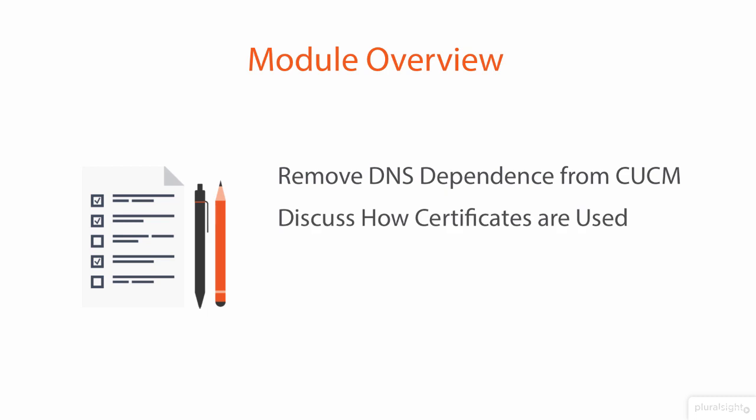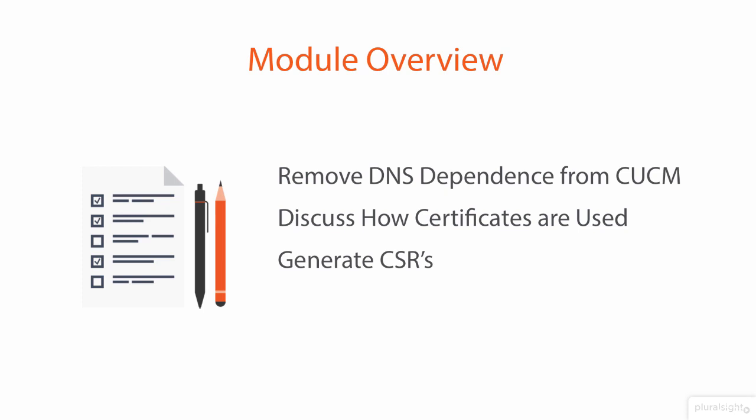In this module, we're going to talk about how Cisco is utilizing certificates for communication between all of the various nodes that are communicating with the Jabber for Windows client, because really this is about Jabber for Windows talking to Call Manager, Jabber for Windows talking to IAM and Presence, Jabber for Windows talking to Unity Connection.